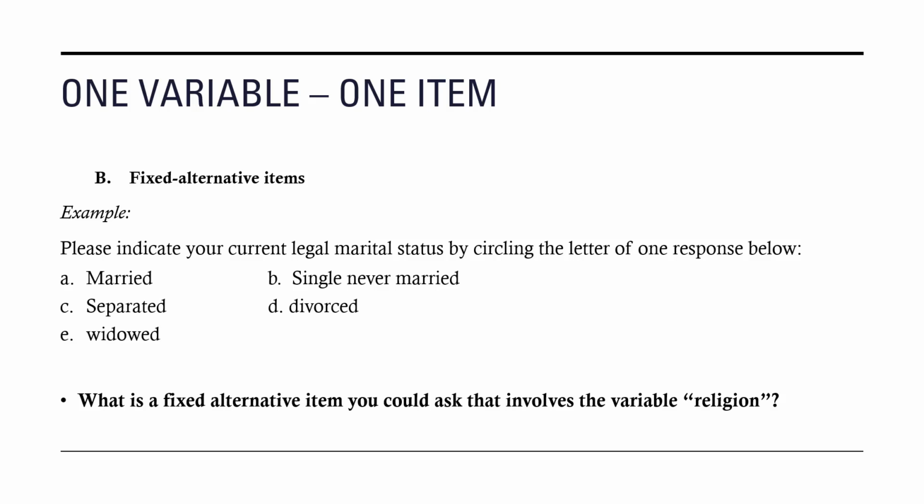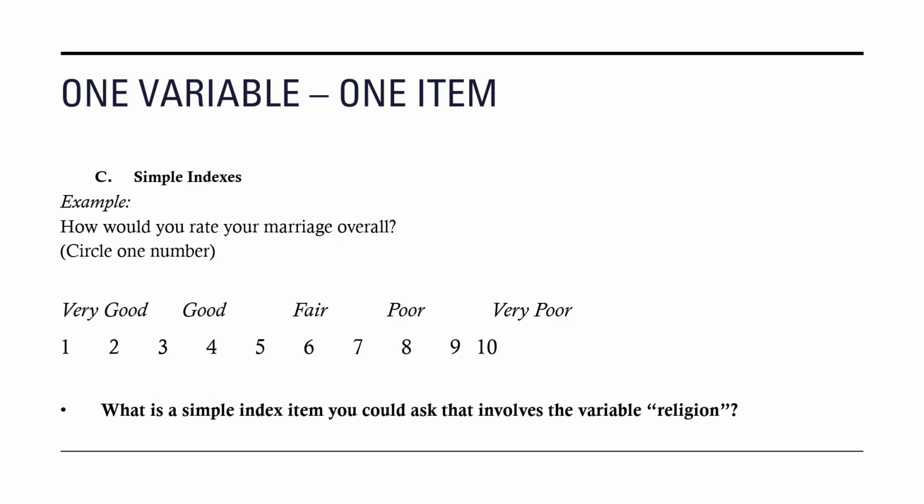Please indicate your current legal marital status by circling the letter of one response below. Are you married, single never married, separated, divorced, or widowed? Another way in which we can use one item to assess a single variable is through a simple index.